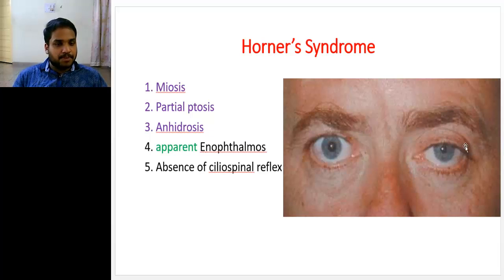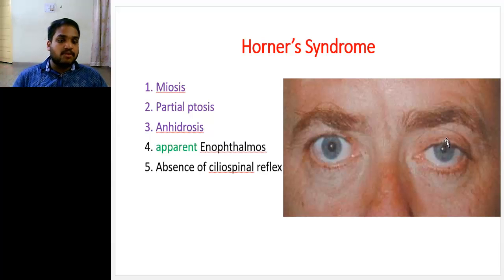Then there would be partial ptosis. The ptosis is only partial. Why? Because the sympathetic, as I have told you, innervates the smooth muscles of the eyelid. In the upper eyelid, you have the superior tarsal muscle, or Muller's muscle, which along with the levator palpebrae superioris helps to elevate the eyelid. It has a minor function to elevate the eyelid. So damage to this pathway would result in a partial ptosis.